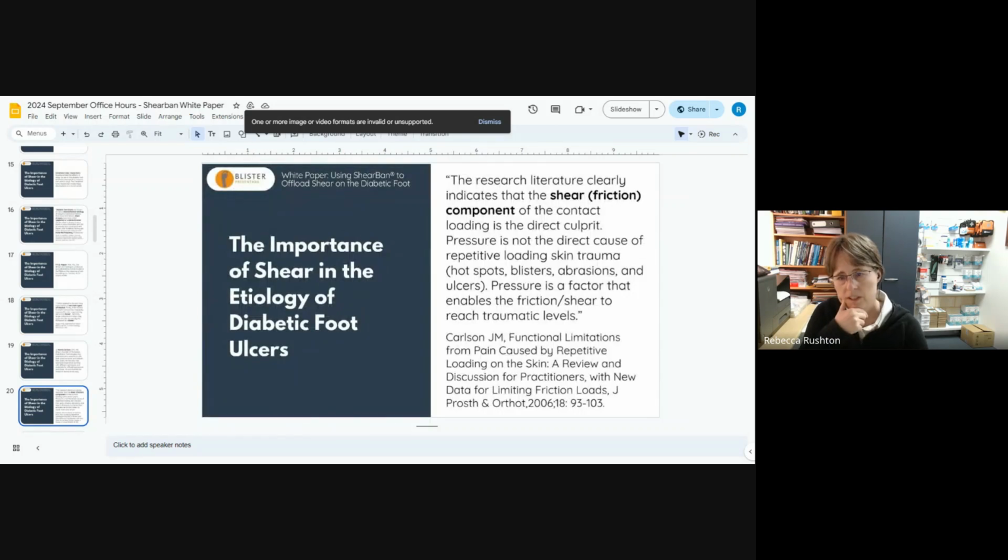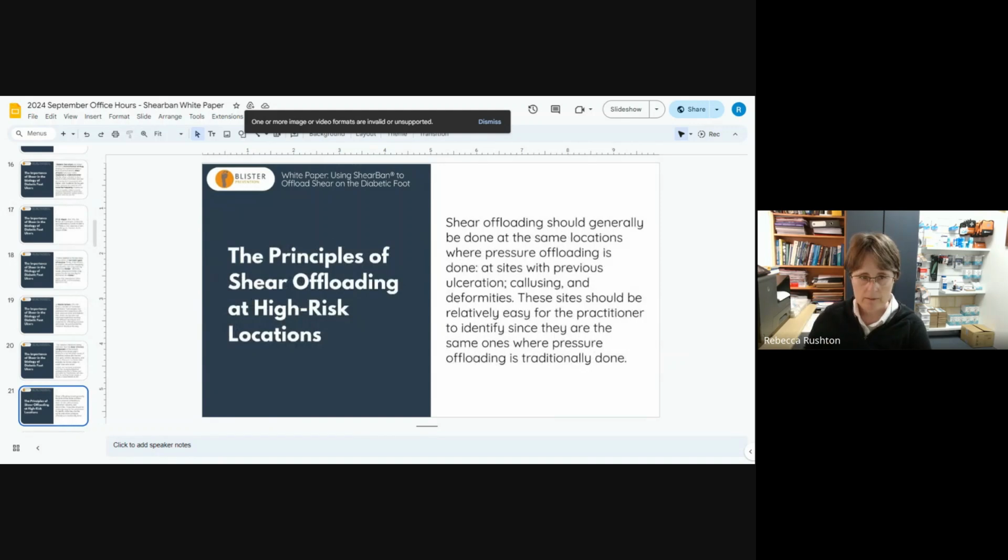The research literature clearly indicates that the shear component of the contact loading is the direct culprit. Pressure is not the direct cause of repetitive loading skin trauma, i.e. hotspots, blisters, abrasions, and ulcers. Pressure is a factor that enables the friction or shear to reach traumatic levels. And that is a really good article to read if you want to learn more about shear. It's one of the best ones that I've come across.